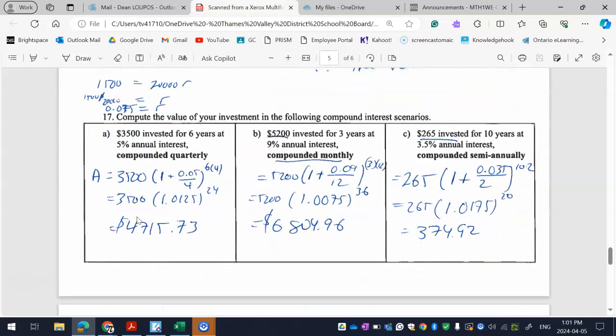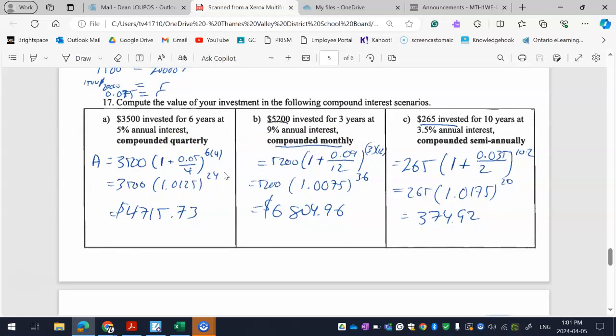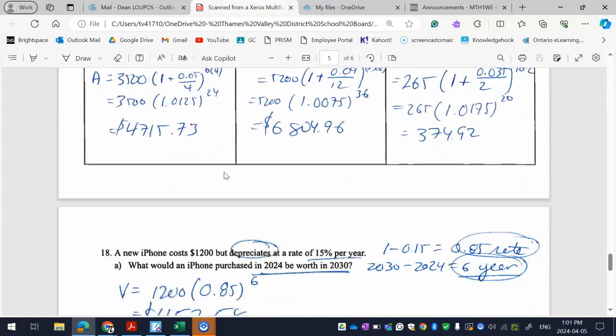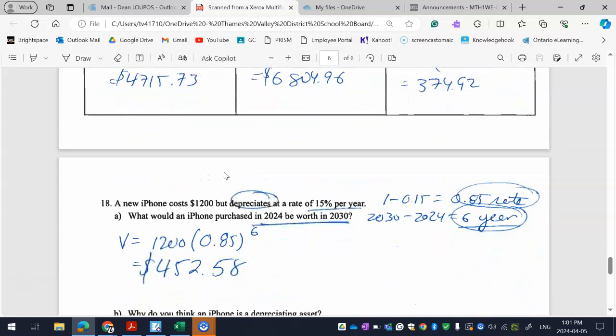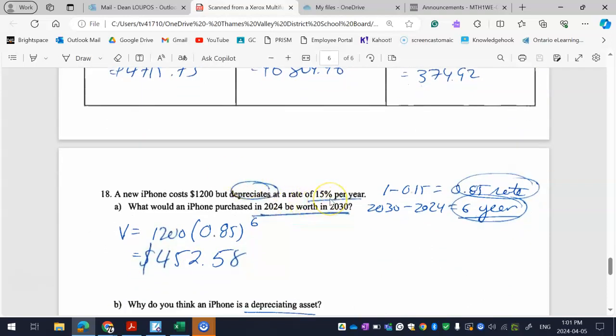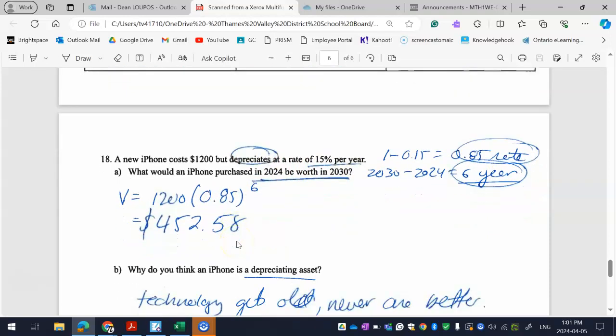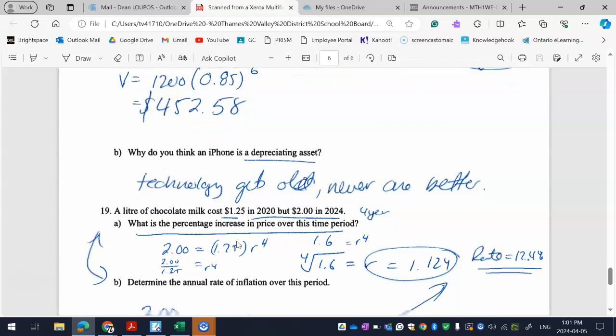The interest rate ones are pretty straightforward. Just be careful that your n, quarterly means 4. Put the 4 there, put the 4 on top, and then it's just plug and play. You got to put everything in there. These ones are a little more difficult when you're doing a depreciation. You're losing 15% per year, which means you're retaining 85%, or 0.85. So put that there, 0.85 to the power of 6, and figure that out that way.